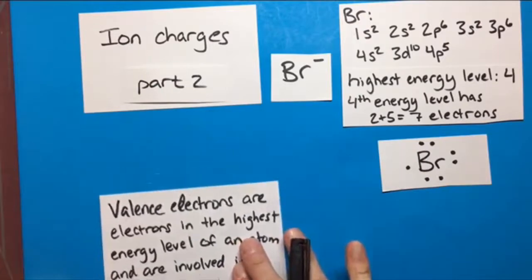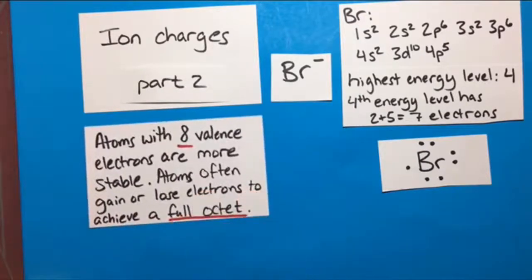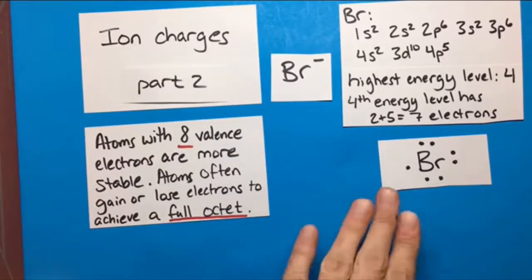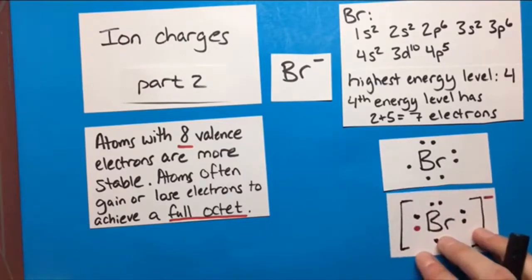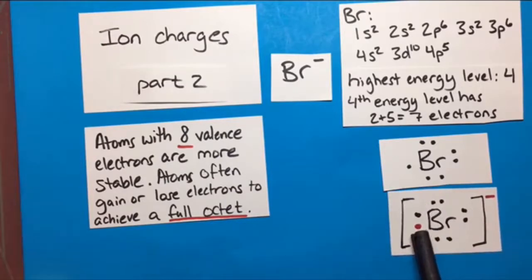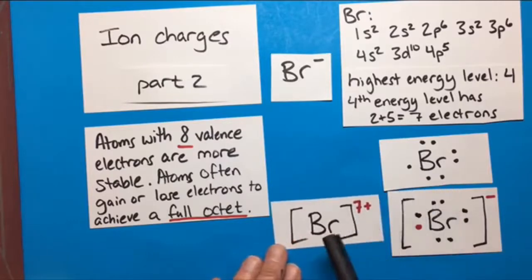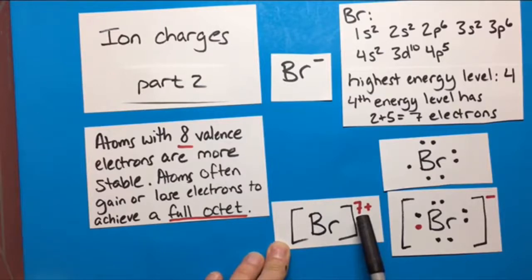Now, remember that atoms with 8 valence electrons are more stable, and atoms often gain or lose electrons to achieve that full octet of 8 valence electrons. So how can bromine have 8 valence electrons? Well, it could gain 1 electron to have 8 electrons in its valence shell, in which case the bromide ion would have a charge of -1. Or bromine could lose the 7 electrons that it has to achieve an ion with a charge of +7.